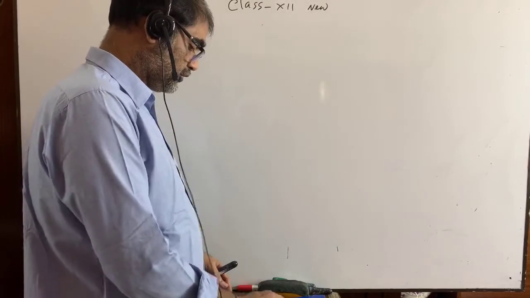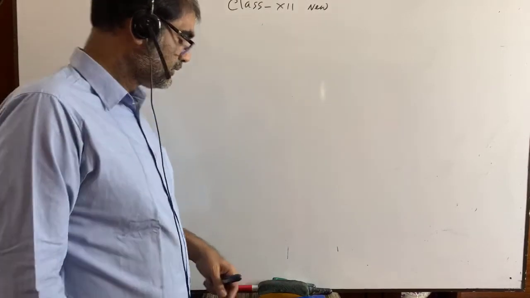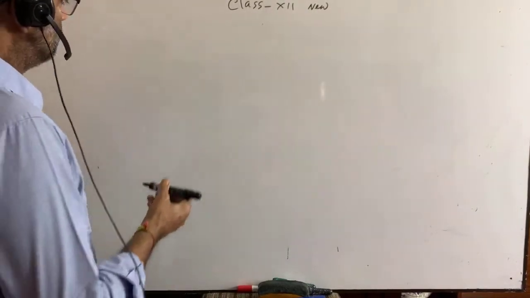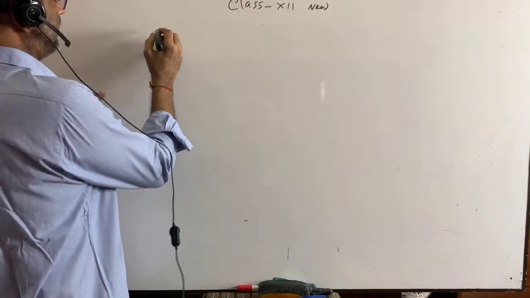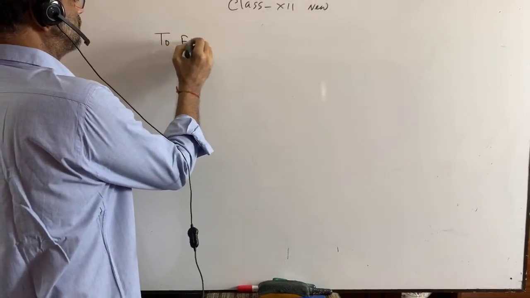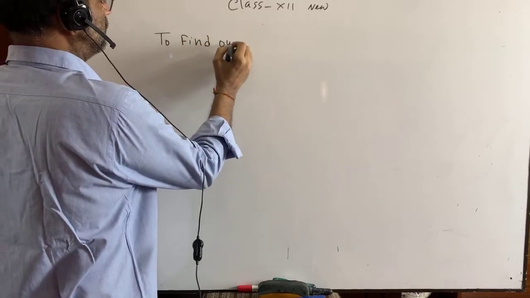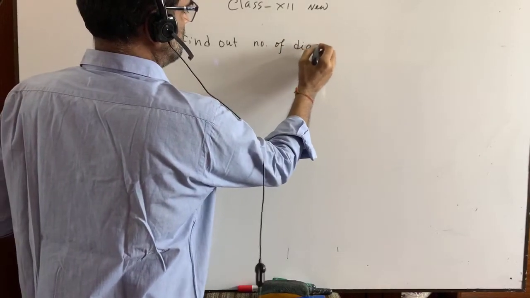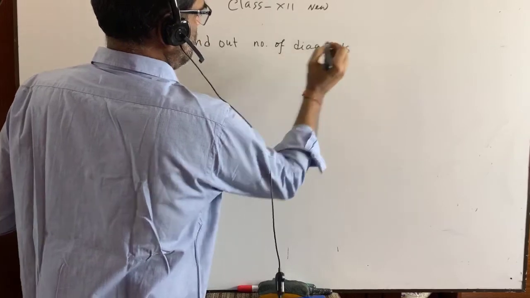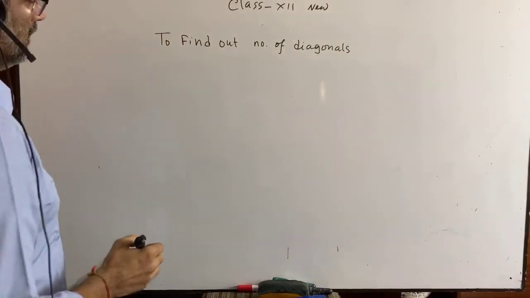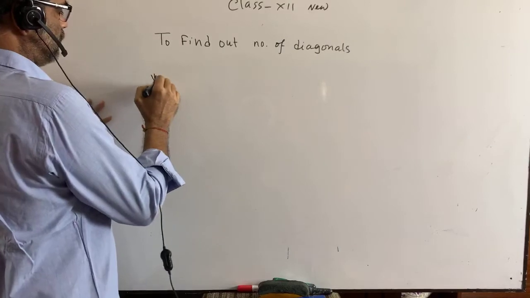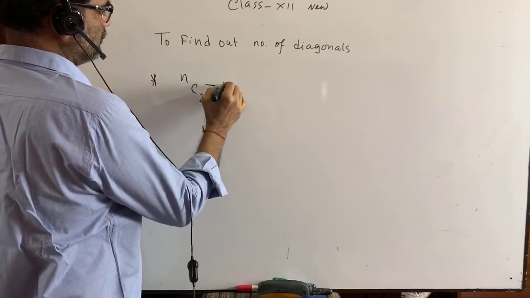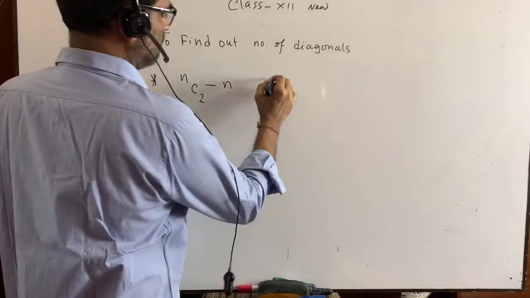Okay, so let's start doing some maths. Suppose in one of my classes I showed you how to find out the number of diagonals. What is the formula? The formula is nC2 minus n. Here n is the number of sides.